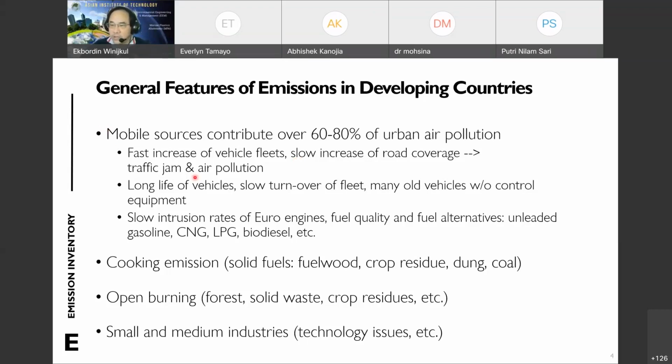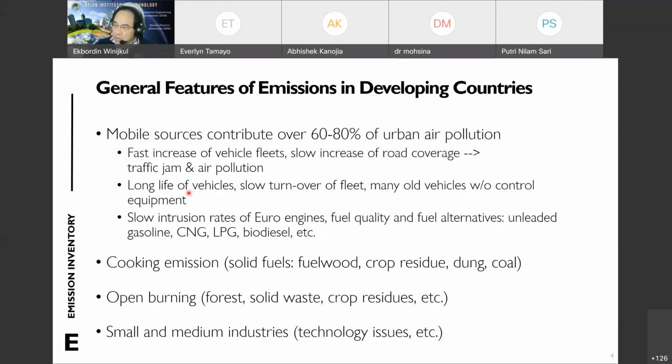And then when we have a traffic jam, the vehicles on the road don't have good or complete combustion conditions, so the emission is going to be more. And with more time spent on the street, the emission from the traffic is going to be much more.